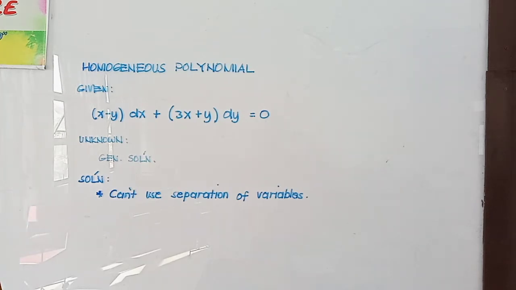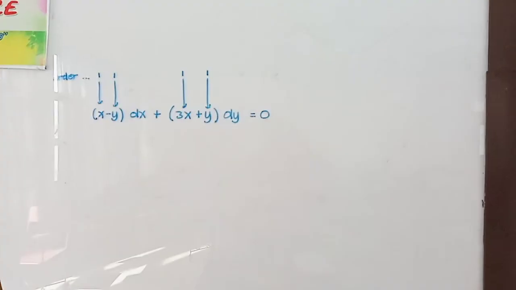So what method are we going to use? Now observe the coefficients of our differentials. Both actually have coefficients which are of the first order. Now, whenever the coefficients of both differentials are of the same order, then they are said to be homogeneous. So that's going to be our approach.